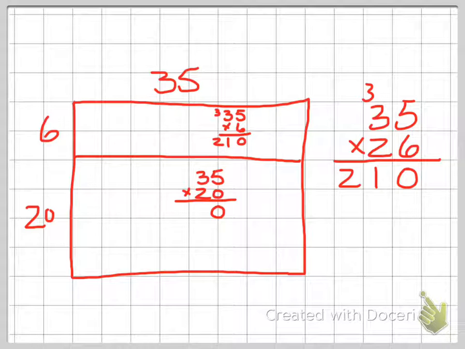2 times 5 is 10. I'm going to write that 0 here and carry the 1. 2 times 3 is 6, plus 1, 7. So now I see the area of that lower rectangle, 700 units.